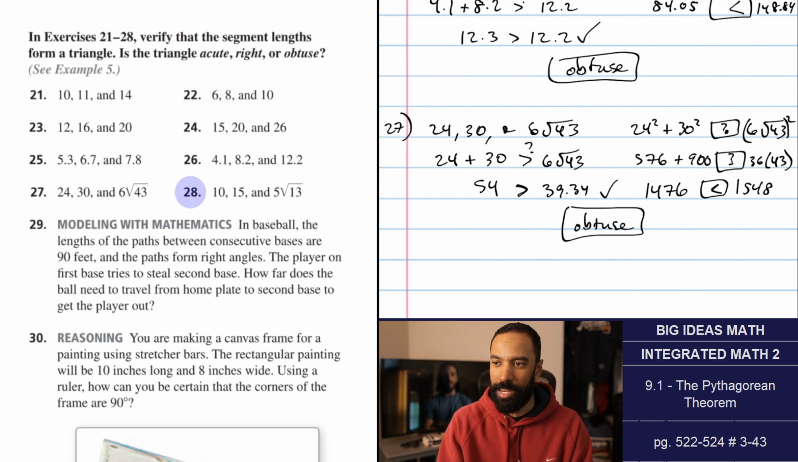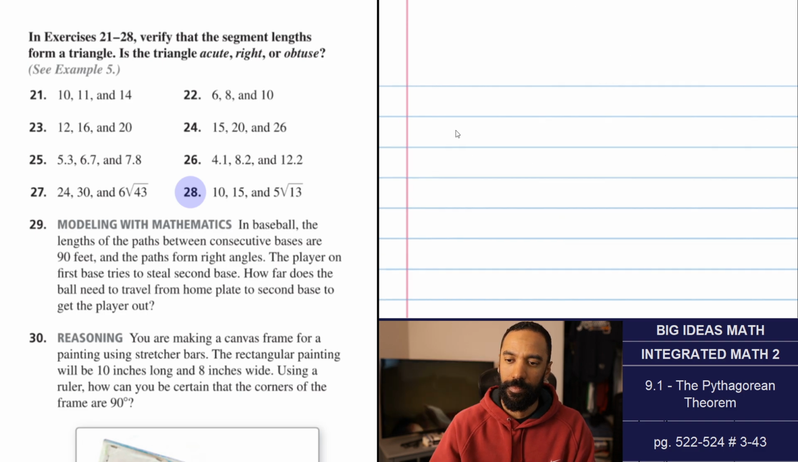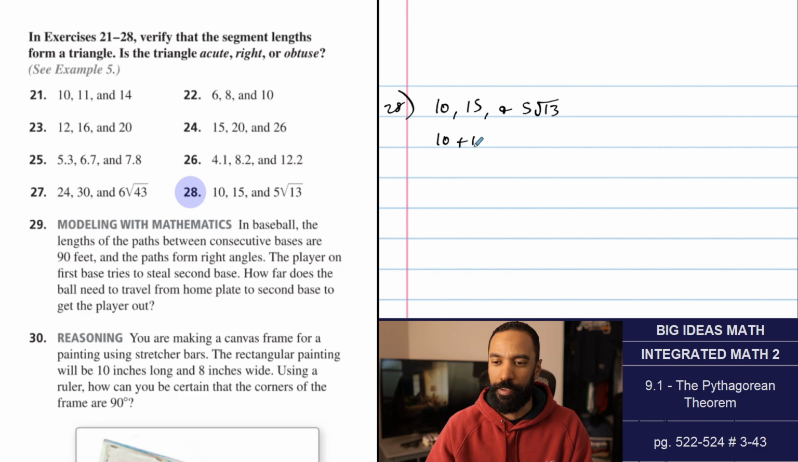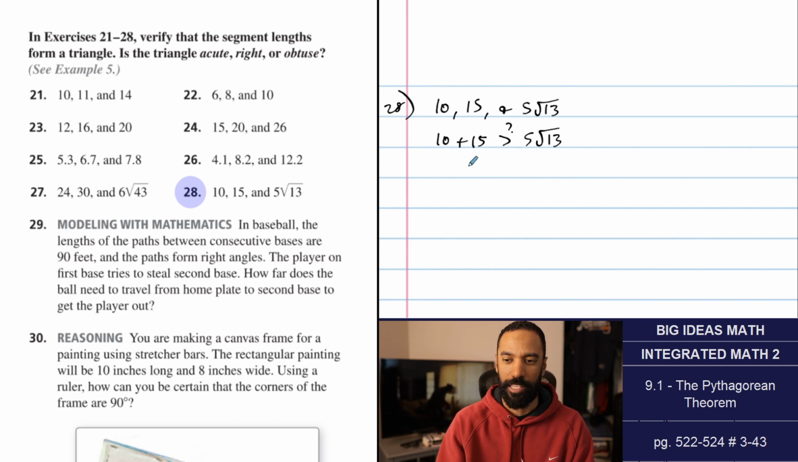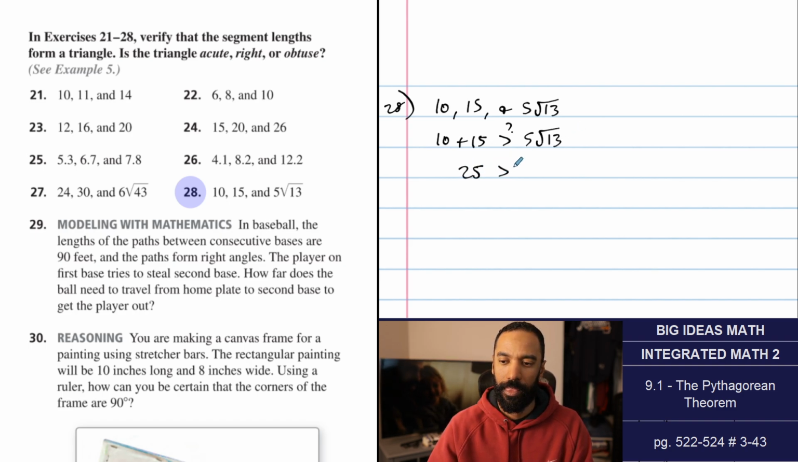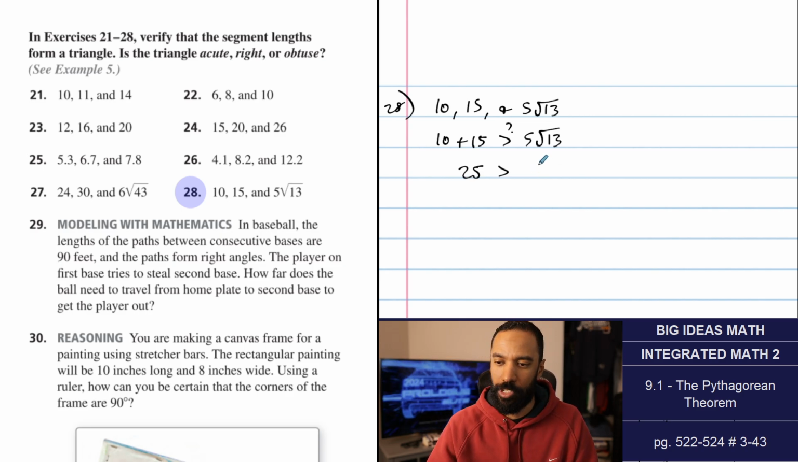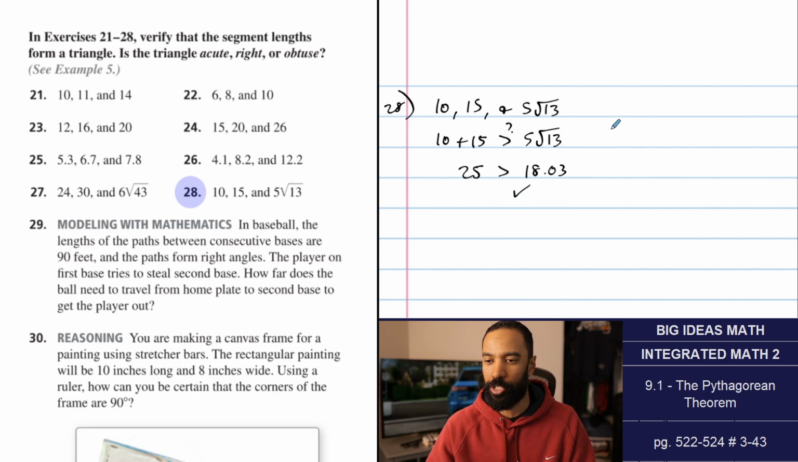And lastly, number 28. We have 10, 15, and 5 root 13. 10 plus 15, is it greater than 5 root 13? Let's find out. 25. 5 root 13. I'm kind of hoping one's not so I can do less work. 5 times the square root of 13 is 18.027, so I'll put 18.03. It's bigger than, that's what you want out of this thing for a triangle's sake.